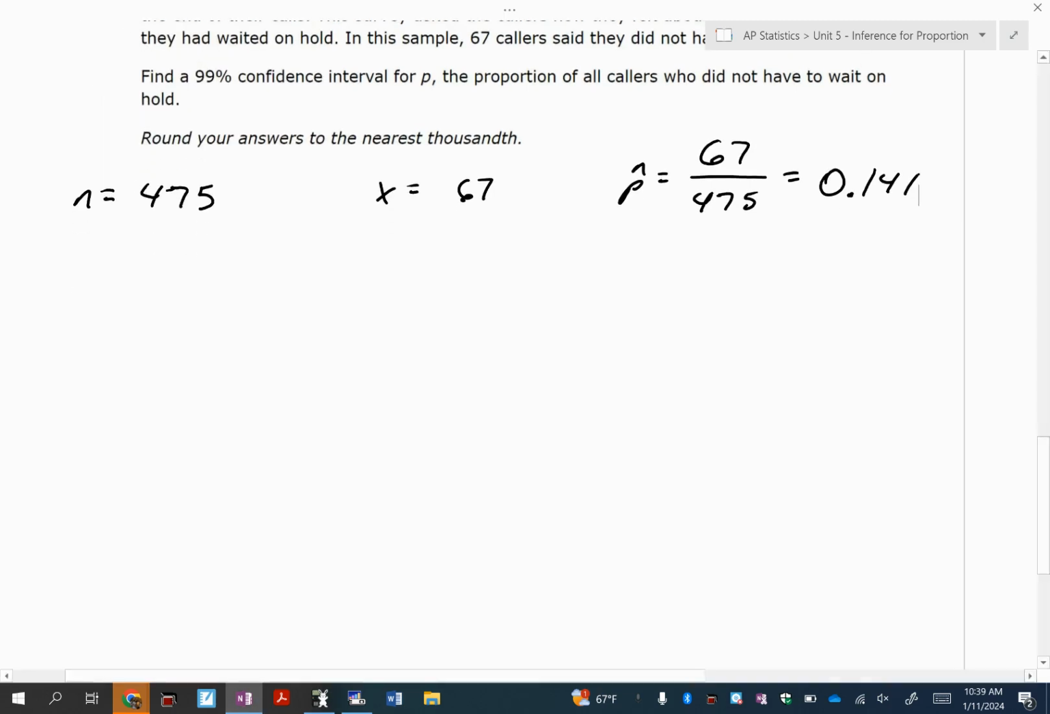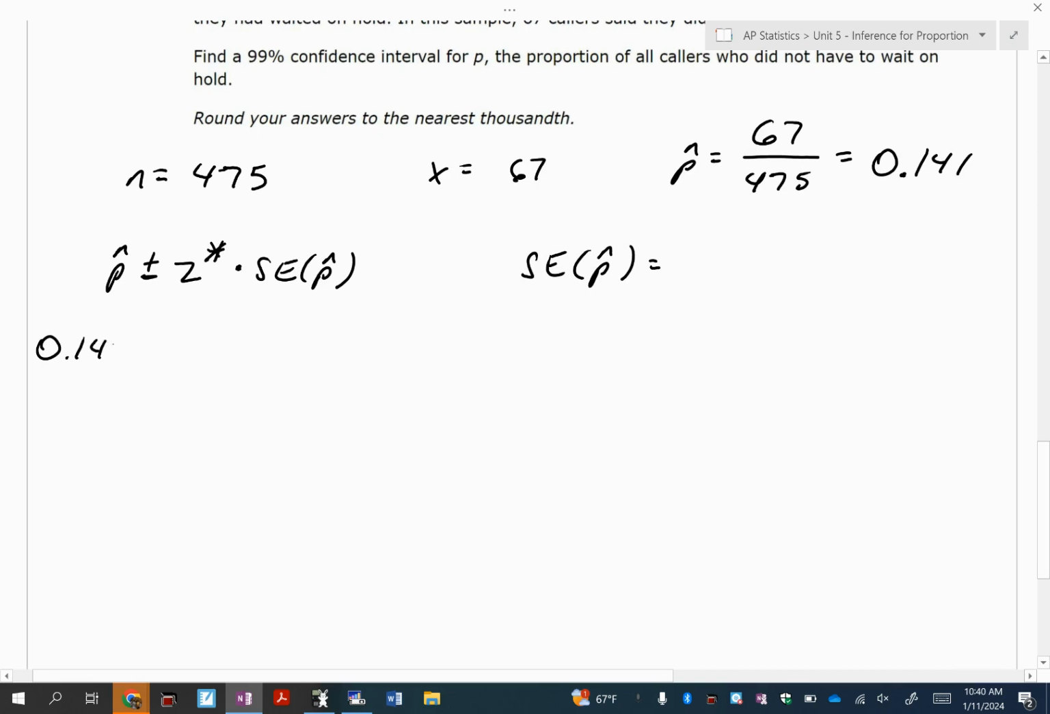Okay, so let's write down the formula. Same formula. All right, so I'm going to write down my p hat, which is 0.141. But the moment I try to write z star, I don't know it. I do not have the z star for 99% confidence level memorized. I don't expect you to either. So I'm going to show you right now how to find it, okay?